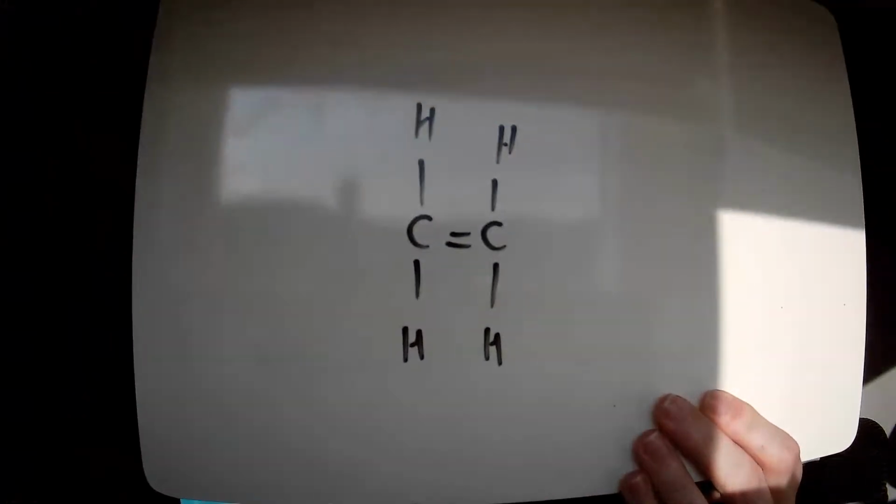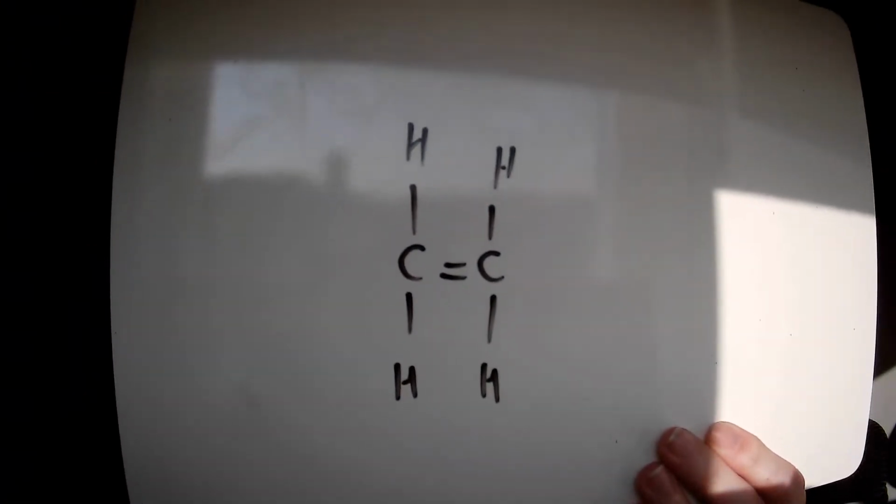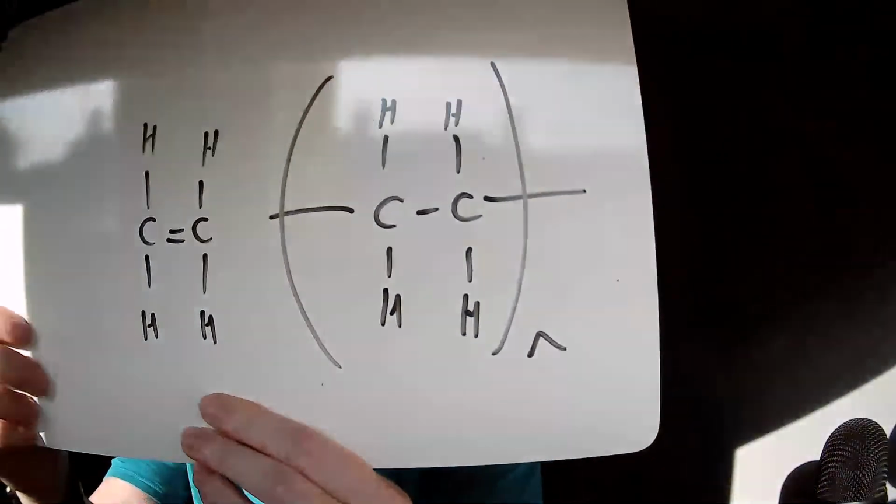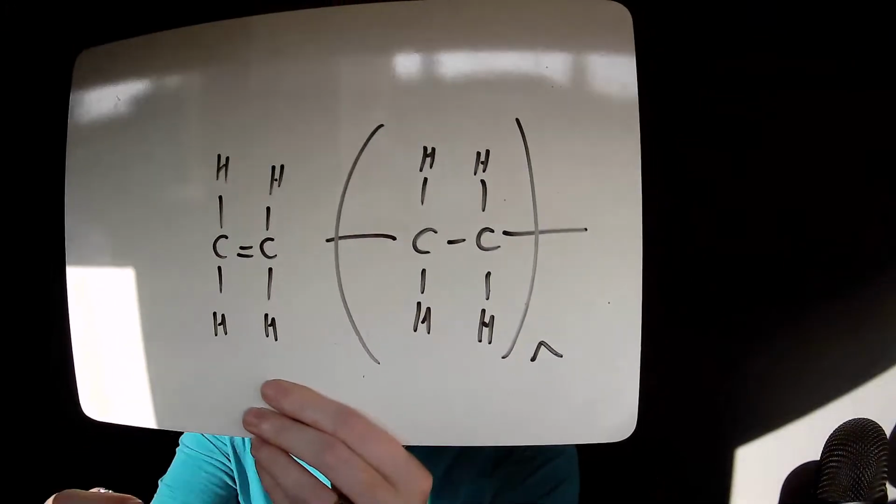So here's our little ethene as a displayed formula. If they were to ask you to draw the polymer of this, all you've got to do is copy it, but remember to swap out the double bond in the middle for a single bond, stick little arms out the outside, brackets, and a little N. So it really is that straightforward to get these.